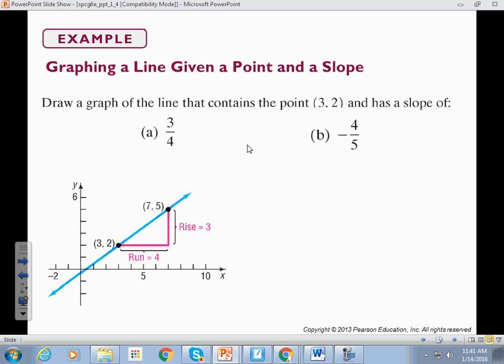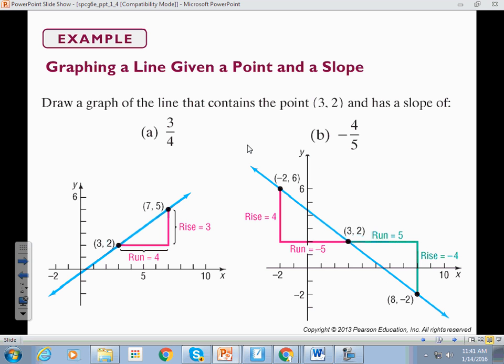A graph of a line that starts at the point (3, 2) and has a slope of -4/5. So you start at (3, 2) and you go down 4 over 5. And then that line represents slope and point.